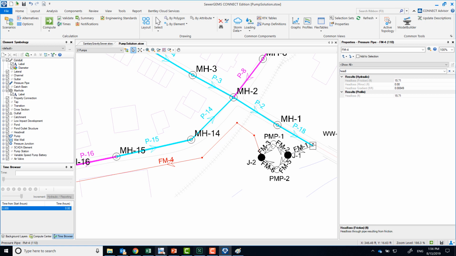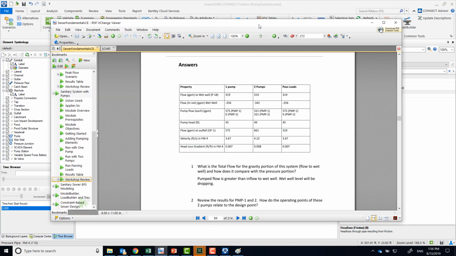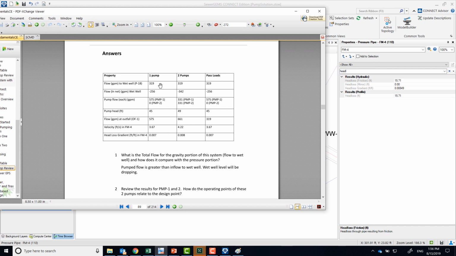So let's take a look at the third scenario, which was the pass loads. If you look at this, we know that we have 319 gallons per minute coming into the wet well. And then there's another question here. What is the flow at the outfall? Well, with 1 pump, it was 575. With 2 pumps, 661. But with pass loads, it was 319. Even though the pump was pumping 575, why is it showing 319? And that was a very good question that Lee asks.